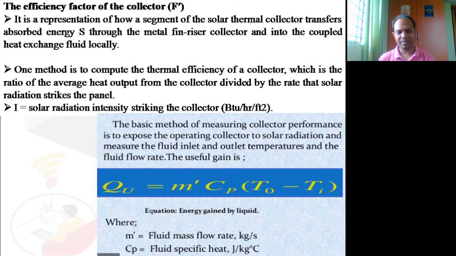What always happens is, if this is a hot tube and water makes an entry here, along the length of the tube it takes the heat and comes out as hot fluid. This is Ti and this is To. If it is water, with mass flow rate m, Cp of water is 4.18. Mass flow rate tells how fast it goes, the amount of mass moving with respect to time, in kg per second, which tells us the useful gain.